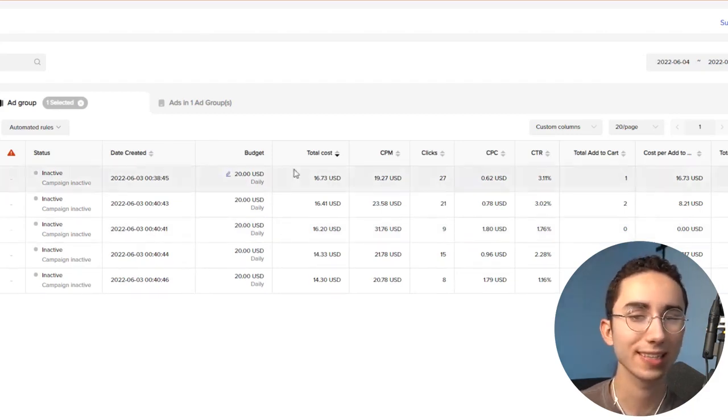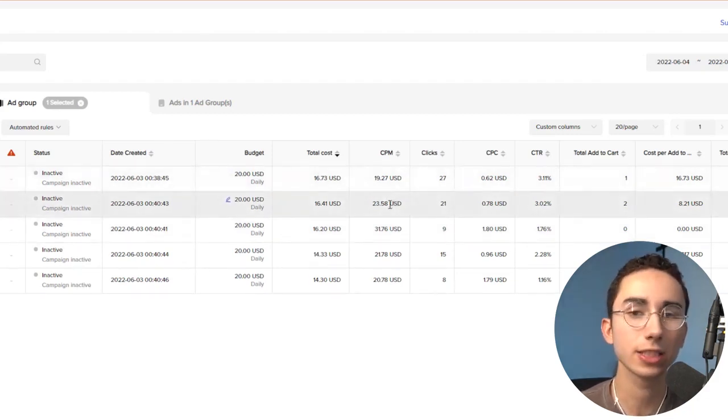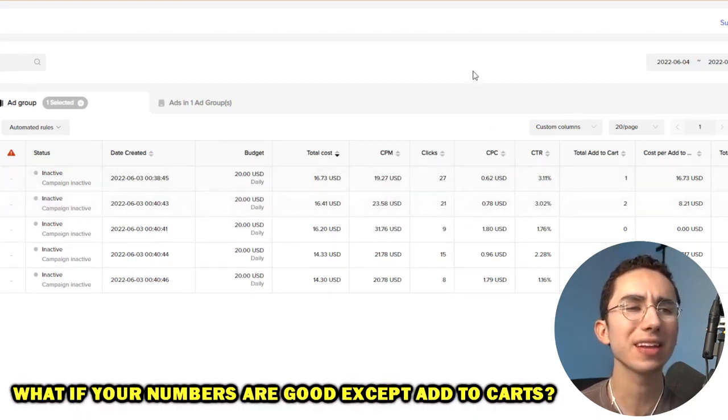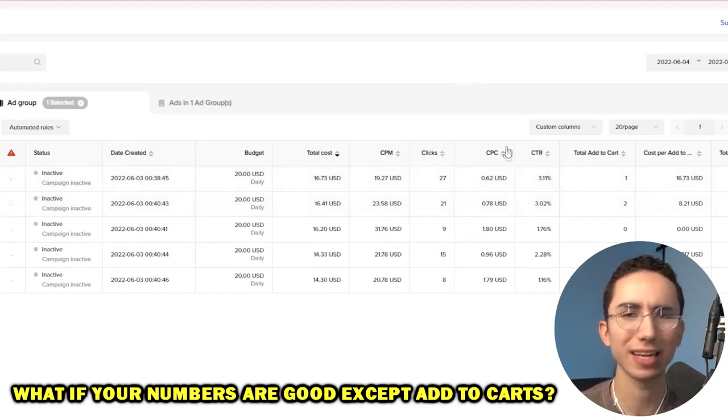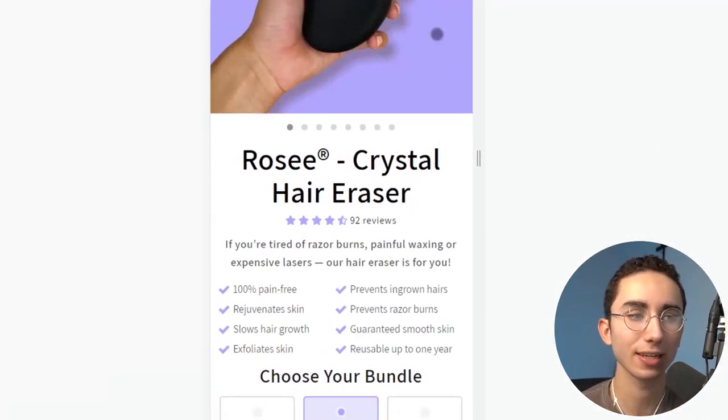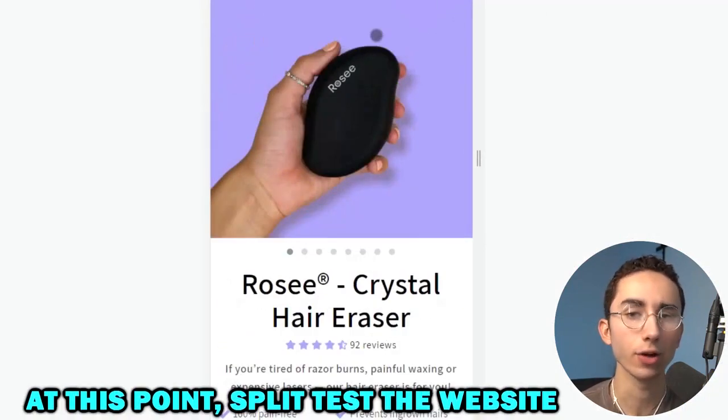Now, if you're analyzing your test campaigns and you're realizing, okay, my ads are performing very well. They're above 1.5% CTR, the CPCs are very low, but I'm not really getting any add to carts at all. What should I do? Well, you have to be able to react to the data and then realize, okay, based on that, I know my ads are doing well, so my problem is the website.